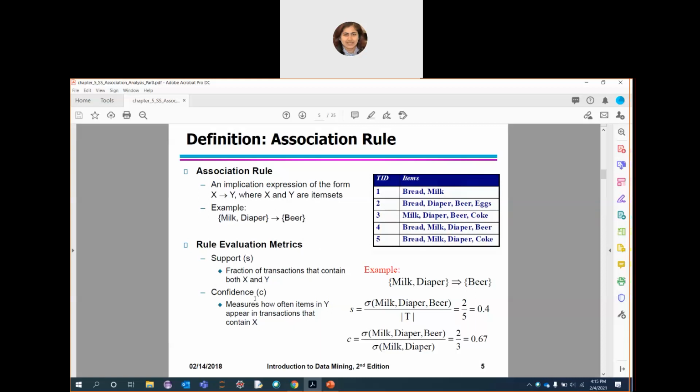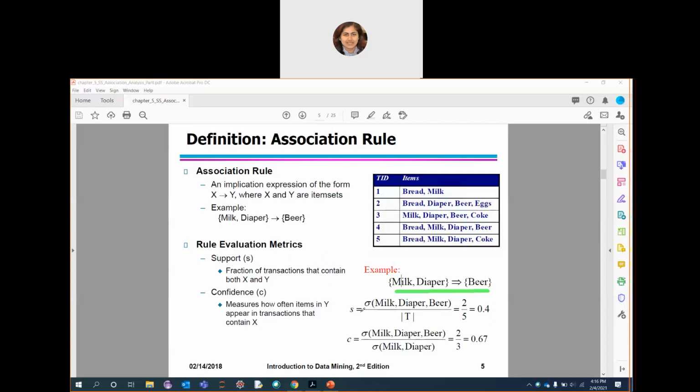Here, support and confidence. We need to find out the support and confidence. Support we have seen. This is the formula: fraction of transactions that contain both X and Y together. So first we are considering this association rule: milk, diaper implies beer. So how to find out the support count of these item sets? This one is one item set and beer is another item set. But again, milk, diaper together can be called a k item set. Here k equal to 2, so it will be a 2 item set.